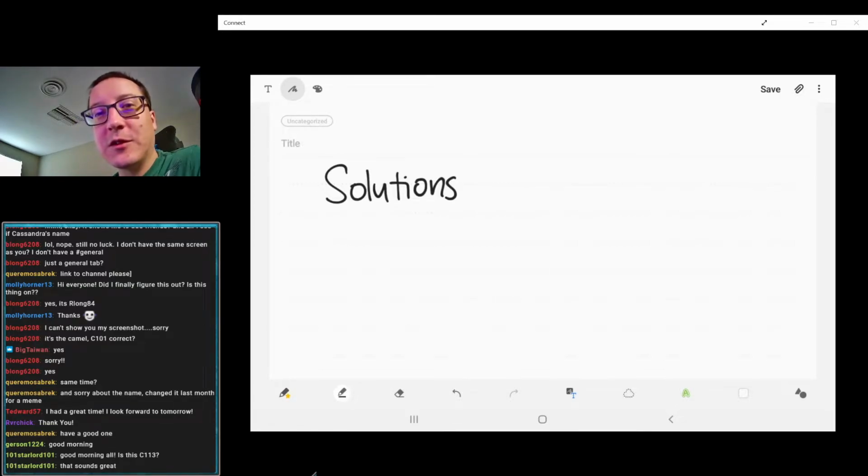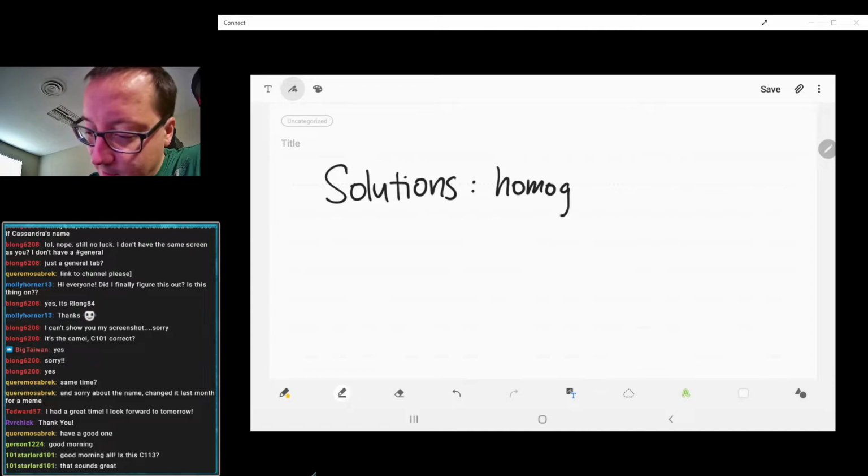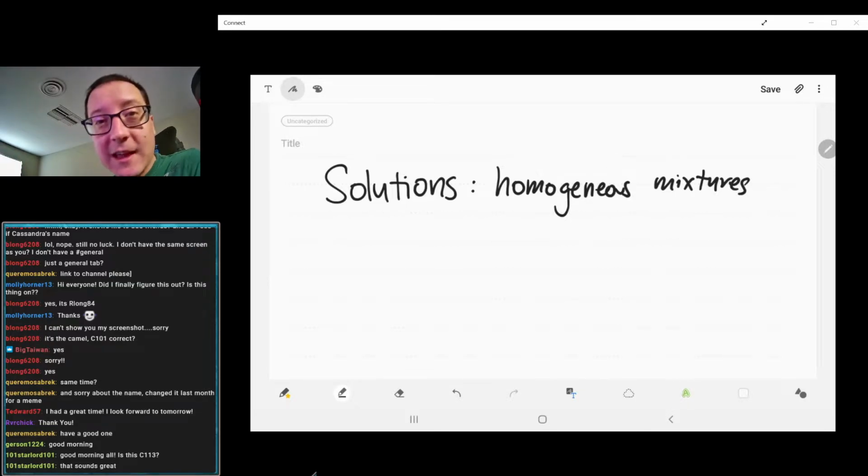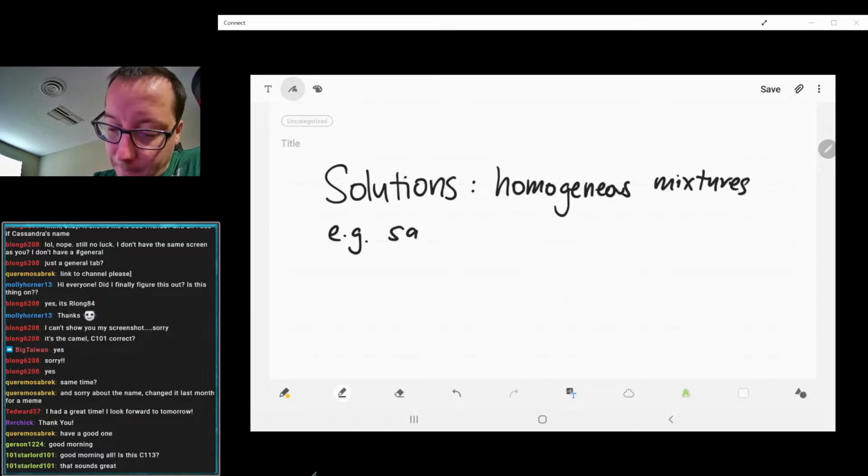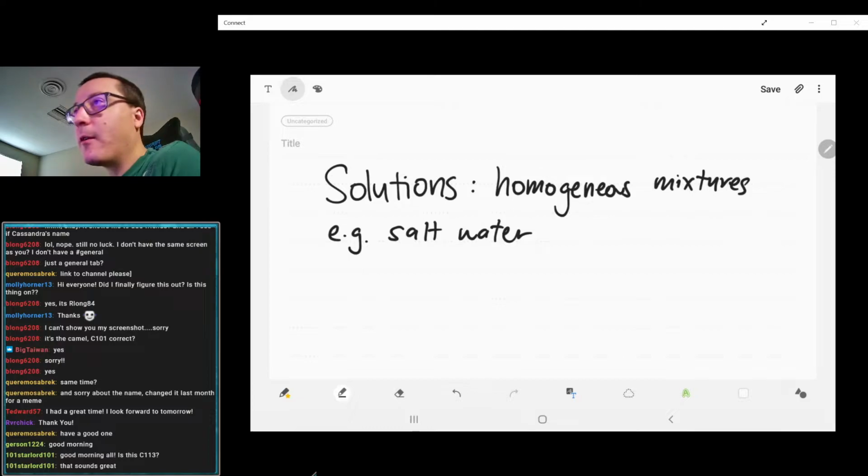So, solutions. These are going to be essentially homogeneous mixtures, right? Meaning they're going to be the same throughout. We've talked about this sort of thing before. For example, we of course have our favorite homogeneous mixture, salt water, where we're going to have salt dissolved in water.